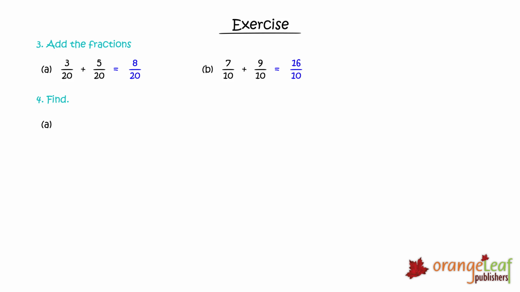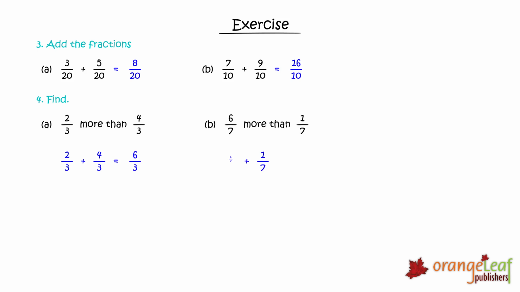Find A. 2 by 3 more than 4 by 3. Here we are going to be adding 4 by 3 and 2 by 3, and the answer you will get is 6 by 3. B. 6 by 7 more than 1 by 7. Here 1 by 7 plus 6 by 7 is equal to 7 by 7, which is your answer.